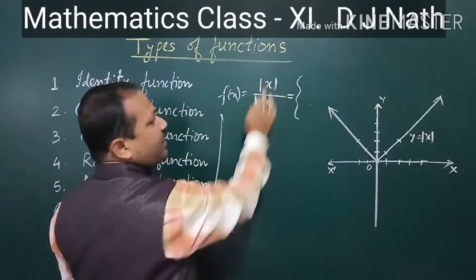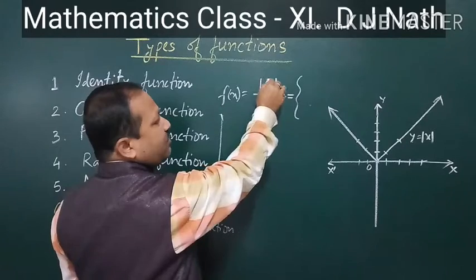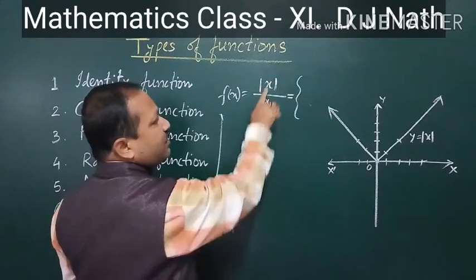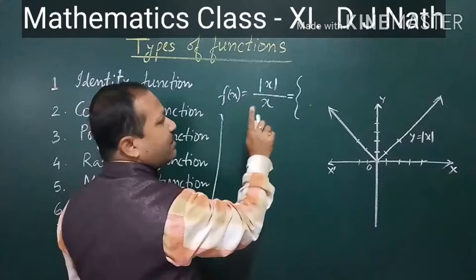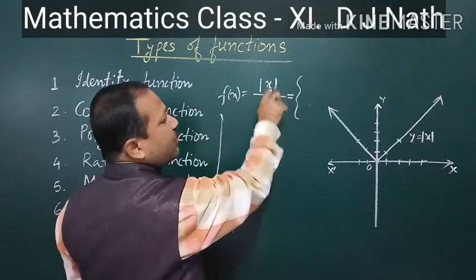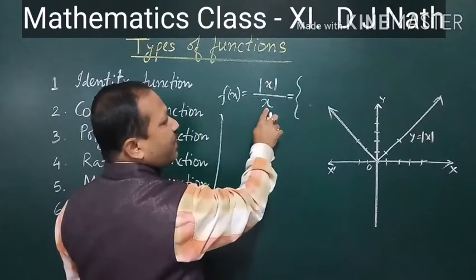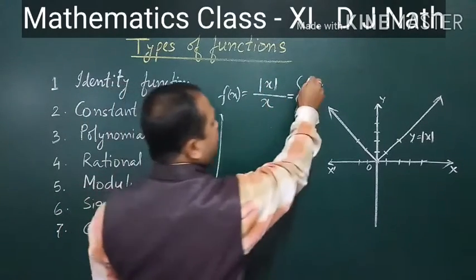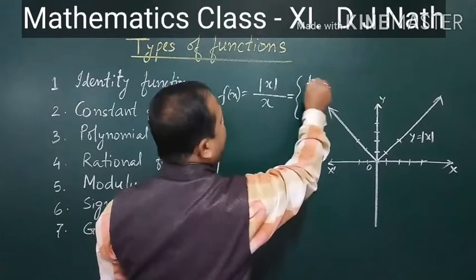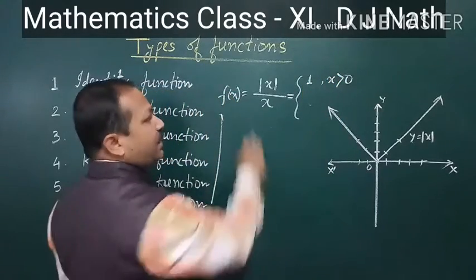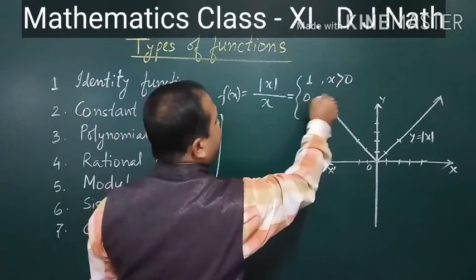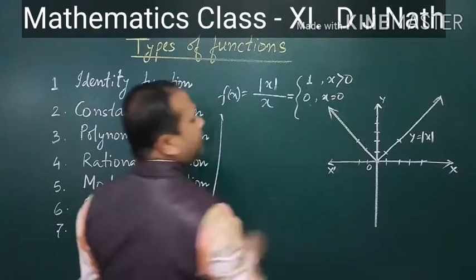If it is positive, look at that. If it is, say, 1, modulus of 1 is 1, and here also x is 1. So 1 by 1 is 1. If it is 2, modulus of 2 is 2, so 2 by 2 is also 1. So it is always 1 when x is greater than 0. And this will be equal to 0 when x is equal to 0.